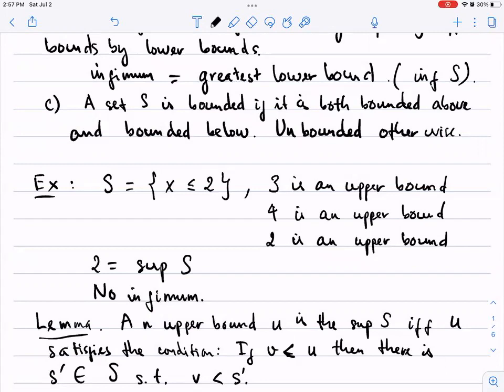Similarly, 4 is another upper bound. Indeed, 2 is also an upper bound because every element in this set is smaller than or equal to 2. And in this case, 2 here is the supremum of the set because we cannot find a smaller upper bound. For any number smaller than 2, there must be some number inside the set S which is bigger than that number.